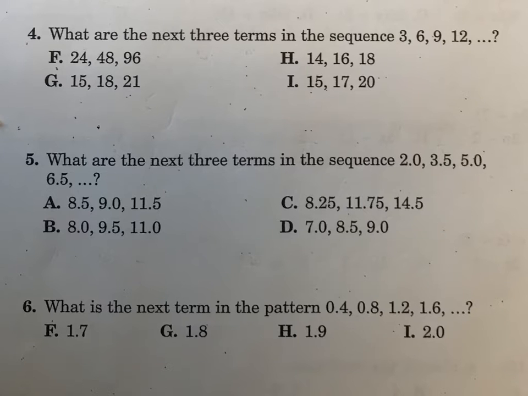The next term in the sequence 3, 6, 9, 12 just goes up by 3. So it's 15, 18, 21. What are the next 3 terms in this sequence? 2, 3.5, 5. Goes up by 1.5 each time.